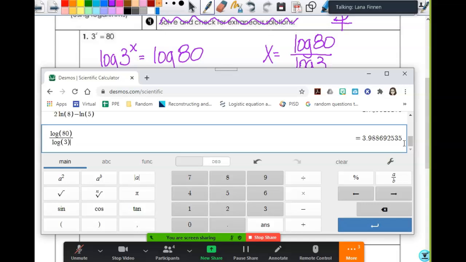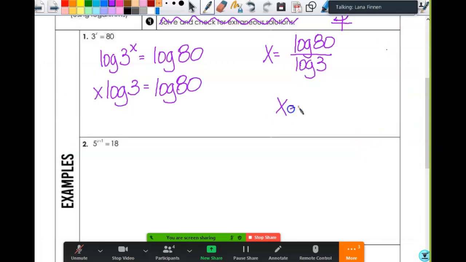And unless we're told otherwise, how many decimal places do we round to? 3. The AP rule is 3. Okay. So unless you're told otherwise, 3 decimal places. So this is going to be 3.989. X equals 3.989. AP Calculus, your answer has to be correct to the nearest thousandth, unless you're told otherwise.